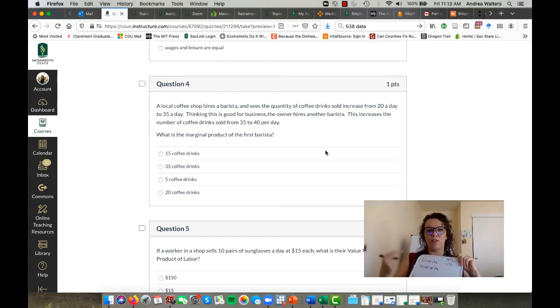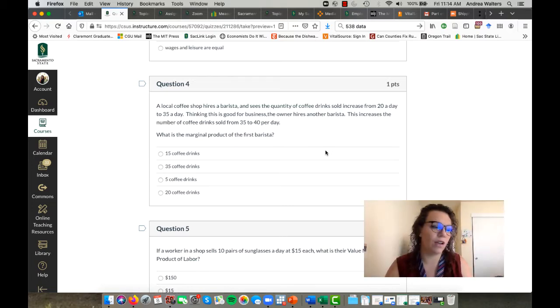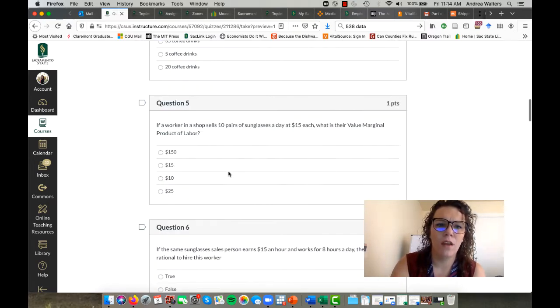The next barista takes us from 35 to 40. The question doesn't ask about that, but that's going to be a marginal product of 5. So the first barista gives us an additional marginal product of 15 coffee drinks. The second barista gives us an additional marginal product of 5 coffee drinks. If we wanted to calculate the value marginal product of those workers, we would have to multiply it by the price of the coffee. So if the barista is able to produce a marginal product of 15 coffee drinks and each coffee drink is worth $2, then that's a value marginal product of $30. Does that make sense?